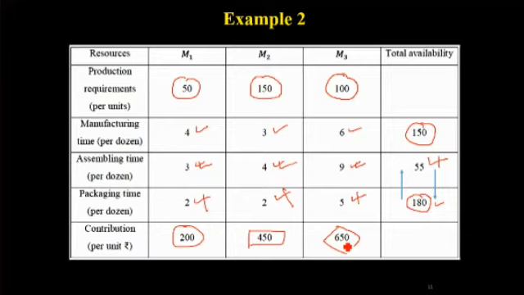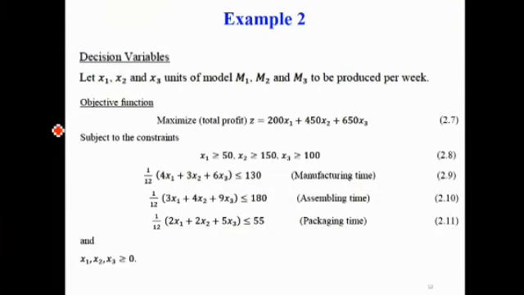So what are the decision variables here? As we are finding how many M1, how many M2, and how many M3 to produce so that the profit will be maximum, we can take X1 for M1, X2 for M2, X3 for M3. Then we will multiply with these numbers to get the objective function. So let X1, X2, X3 be the units of models M1, M2, M3 to be produced per week, and you have to find the maximum profit.